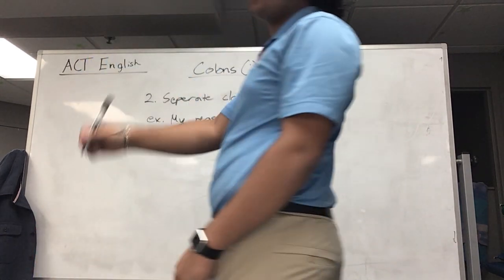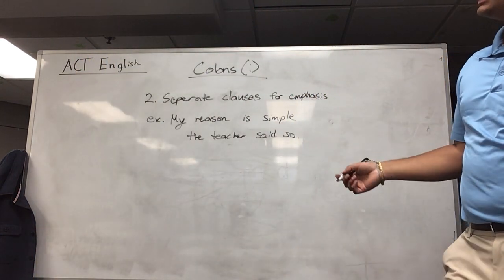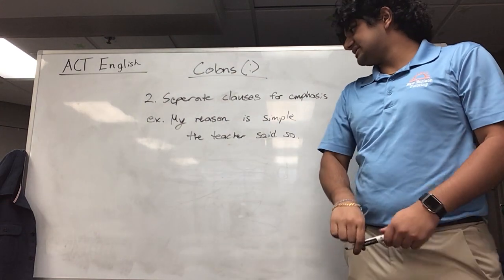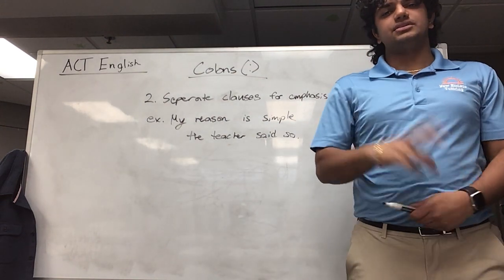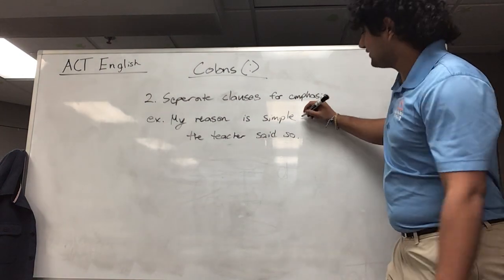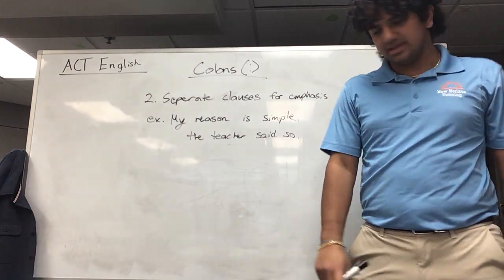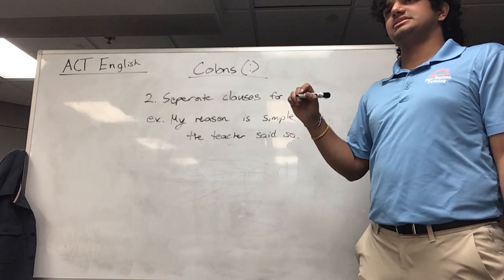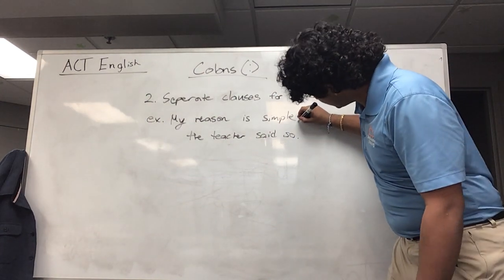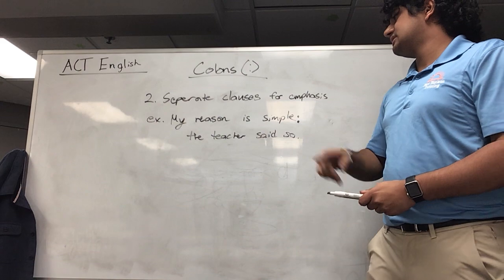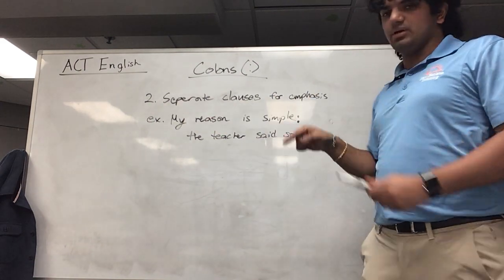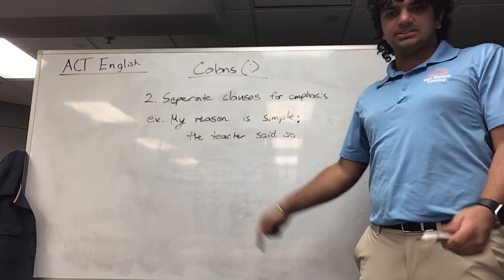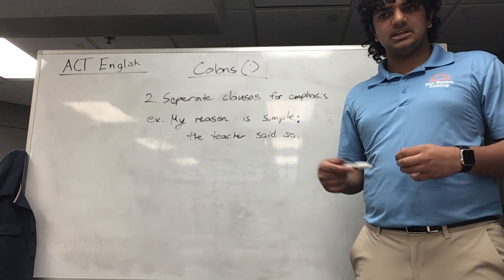I put two different clauses on the board right now. This is what Jack said. He says, my reason is simple, the teacher said so. There's two different clauses right there. You could very easily put periods at the end of both of them. But Jack wants to provide emphasis, so he's going to use a colon. So he says, my reason is simple, colon, the teacher said so. Does that make sense?